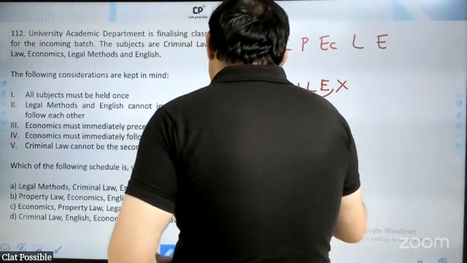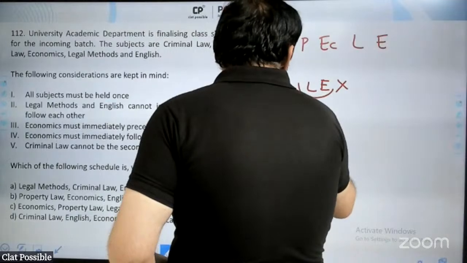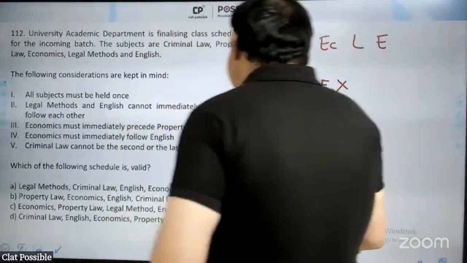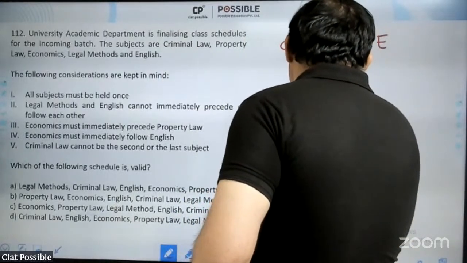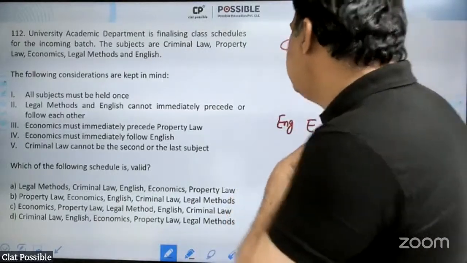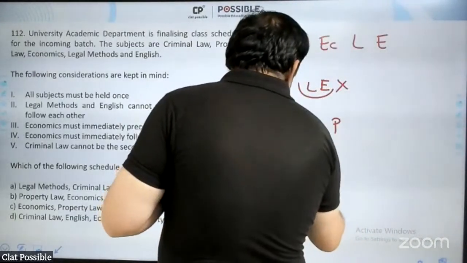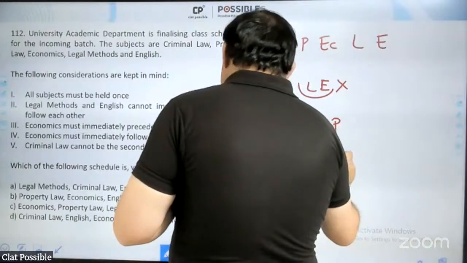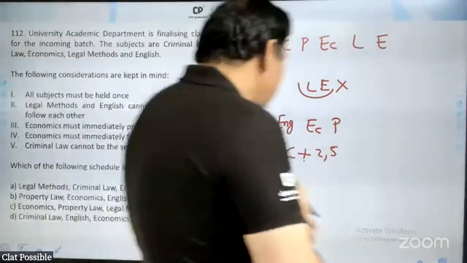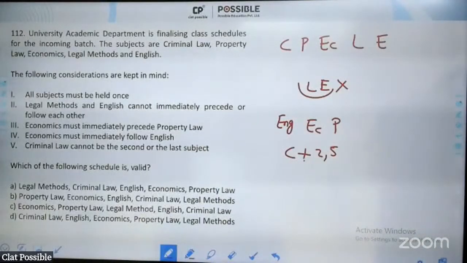Economics must immediately precede property. Economics must immediately follow English. So English should be here. Criminal law cannot be the second or the last subject. Not the second or the fifth. So which of the following schedules is valid?